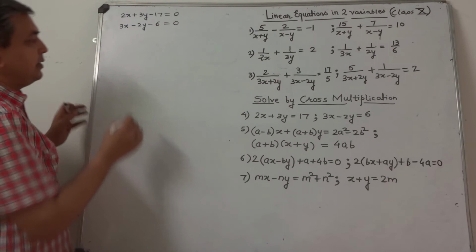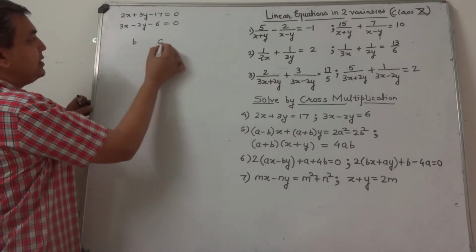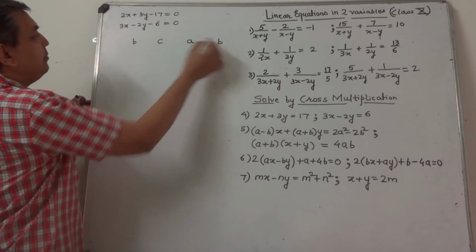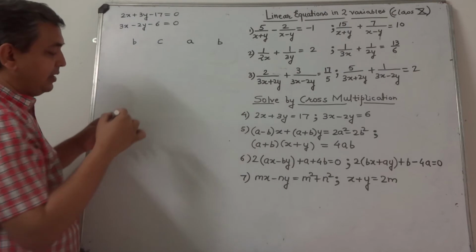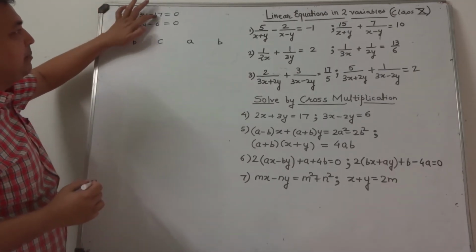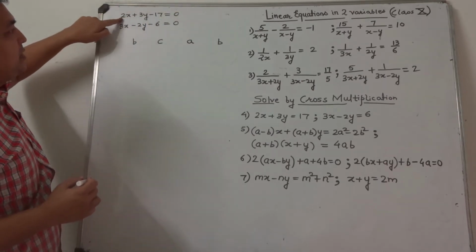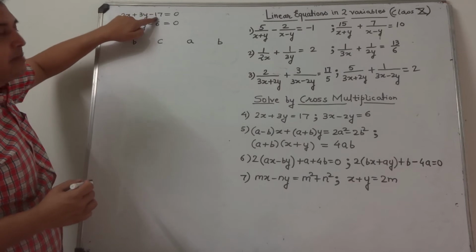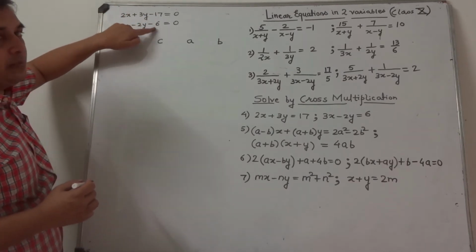After this arrangement, we have to learn this sequence: B, C, A, B. We start with B, C, A, B. If the equation is of the form Ax plus By plus C equal to 0, here A is 2, B is 3, C is minus 17. Here A is 3, B is minus 2, C is minus 6.